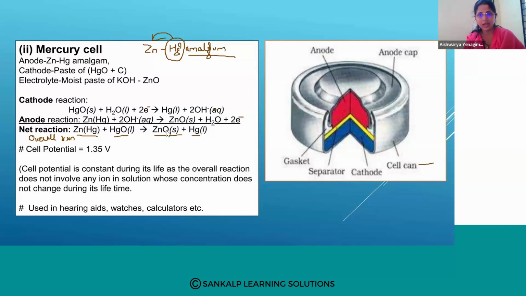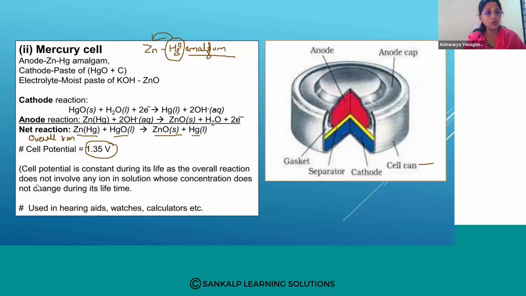So the cell shows constancy in the potential throughout its life. Since there is no ion, the cell potential throughout its life will be constant. Yes, and the cell potential is expected to be 1.35 volts. So you can see here the cell potential is constant during its life as the overall reaction does not involve any ion in the solution whose concentration changes during its lifetime.